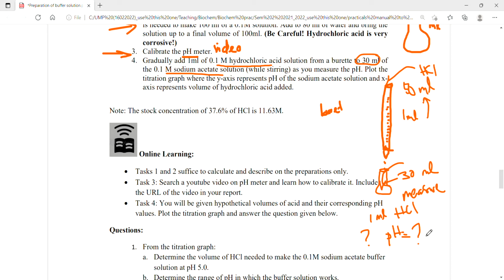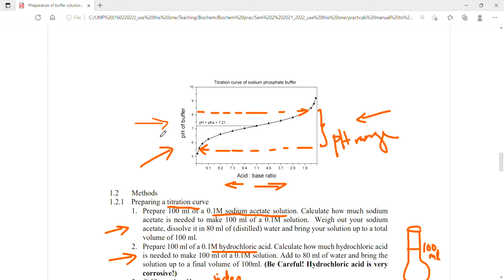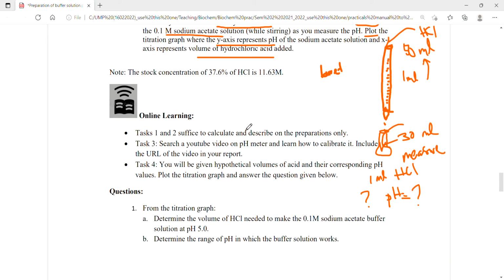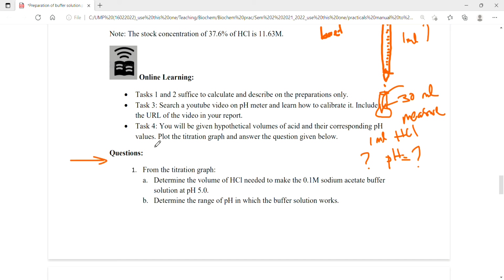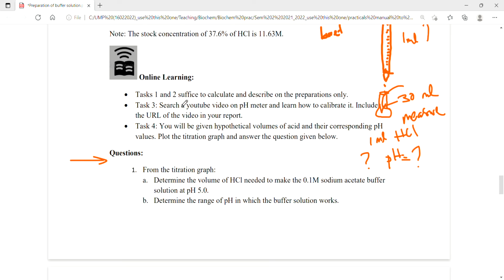You continually do this until you get many readings, and then they ask you to plot a titration graph of pH on the y-axis and volume on the x-axis. So hopefully you will get a graph like this as well, a sigmoidal graph, and then answer these questions. But since we can't do this in the laboratory, I made this icon that says it is online learning.